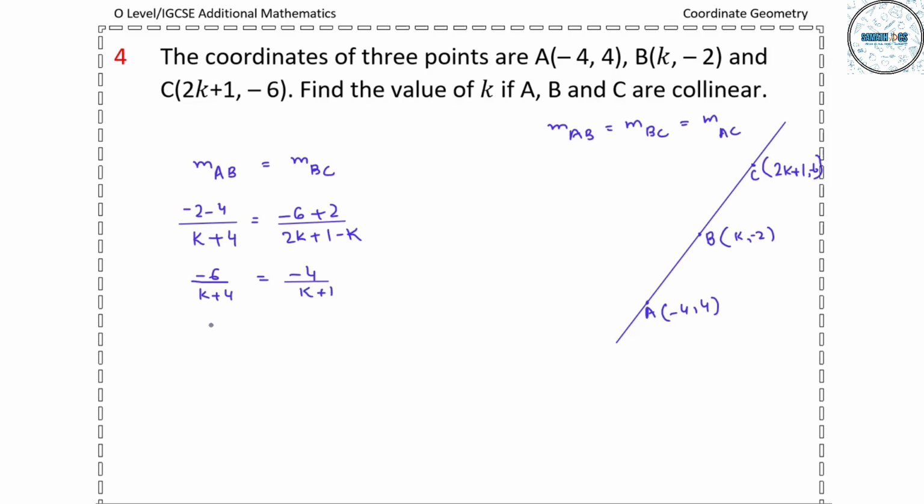We'll do cross multiplication. Minus 6k minus 6 is equal to minus 4k minus 16. Minus 6k and plus 4k is minus 2k. Minus 16 plus 6 is minus 10. So minus sign will be cancelled out. k is equal to 10 divided by 2, which is 5.